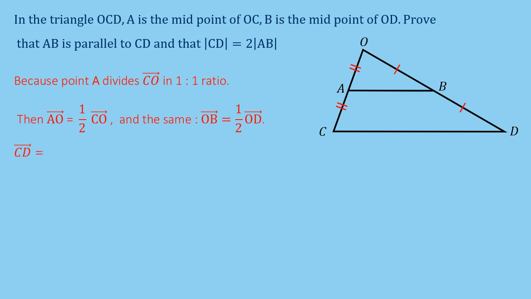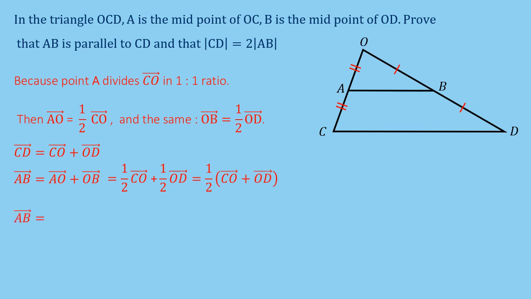So, vector CD equals vector CO plus vector OD. And vector AB equals vector AO plus vector OB. AO equals half vector CO, and vector OB equals half vector OD. We get vector AB equals half of vector CO plus vector OD. So, vector AB equals half vector CD, or vector CD equals 2 vector AB.